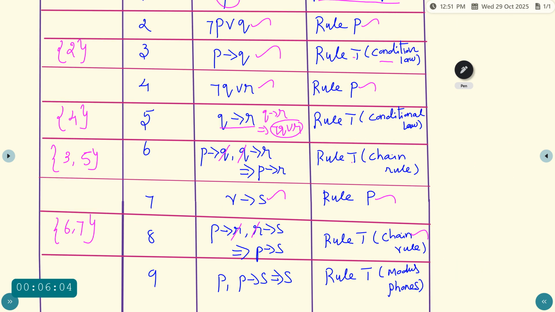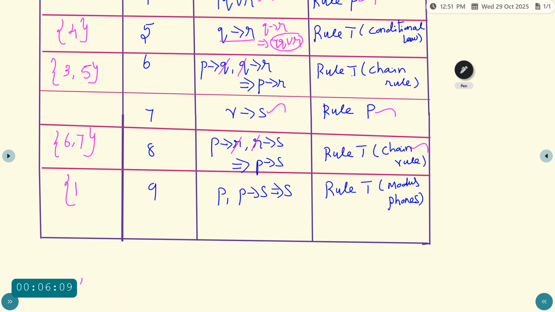The ninth derivation step: the first premise is P and the second is step 8. So the ninth step is derived from 1, 8. The first is P and the eighth is P implies S. So P, comma, P implies S. P should be cancelled. What is the remaining? S is the remaining. So S is the conclusion. This is rule T, modus ponens. Starting with P, the conclusion is S, so P implies S is the derived part of this problem. Thank you.